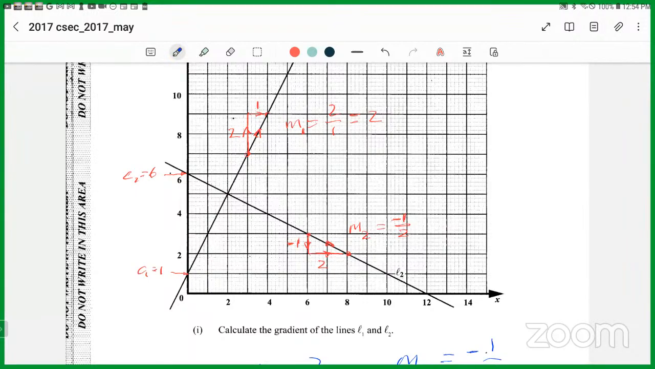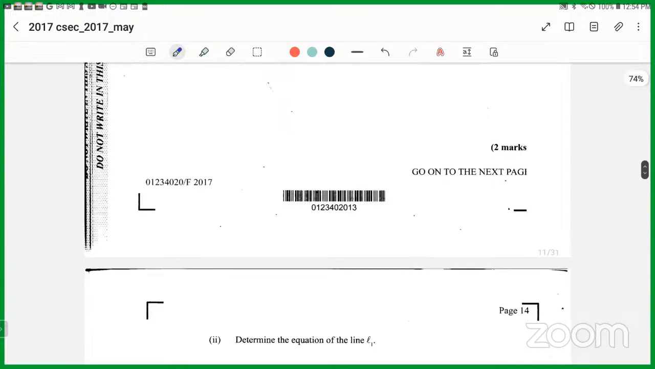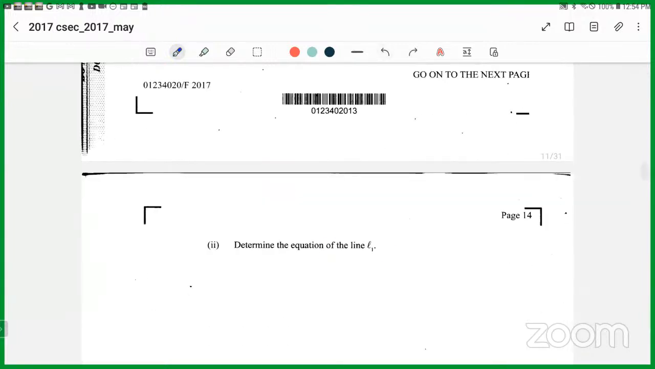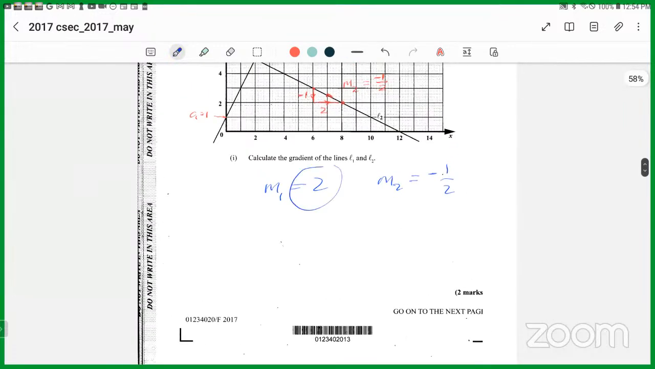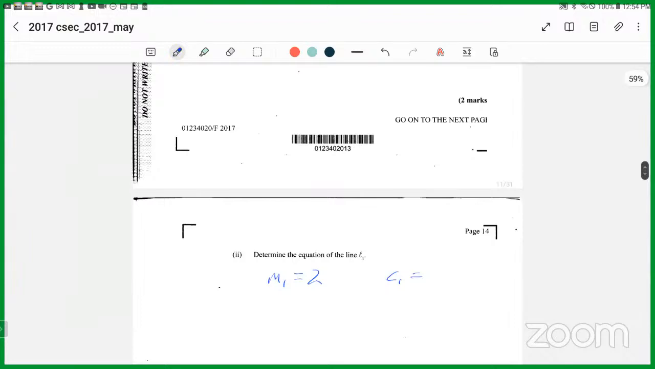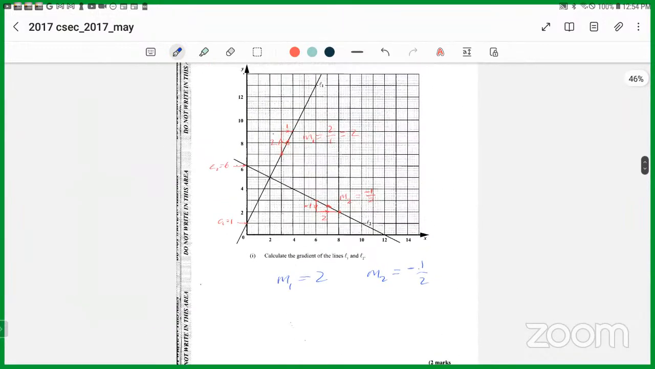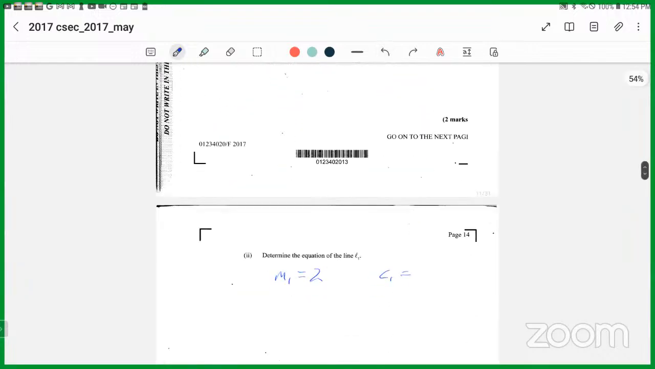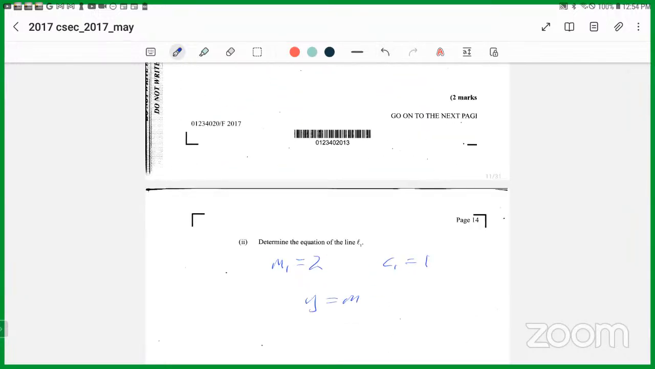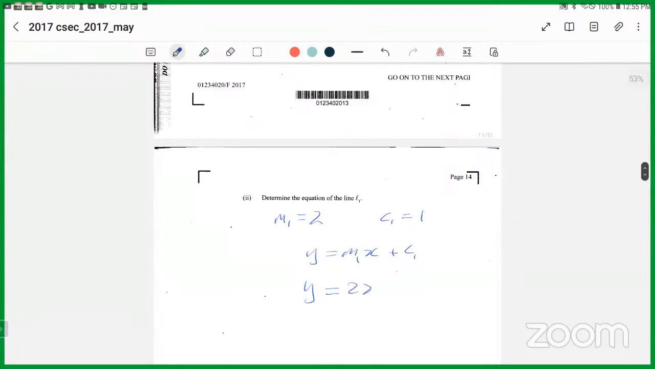Good. And if you ask me for the equation of line 1, sorry, for line 1, I have the gradient of line 1 and the C on line 1. I have both of them. The gradient of line 1 is 2, and the C on line 1 is 1, right here. The equation is y equals mx plus c. I'm talking about line 1. Put in the values: y equals 2x plus 1. Done. You don't have to calculate anything. The information is right there in front of you on the graph. If you wanted the equation of line 2, I could do it as well.